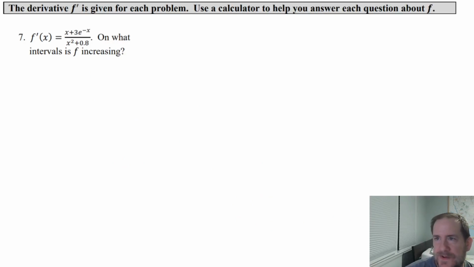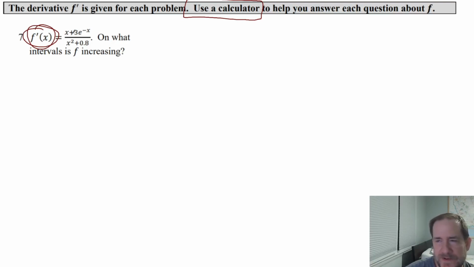All right, 7. 7 is definitely kind of a change of gears, because all of a sudden, yes, you may use a calculator, but more importantly, you're not given f anymore. You're just handed f prime, which is actually our derivative. So to answer this question about on what interval is f increasing, you would just want to figure out when f prime is positive or negative.